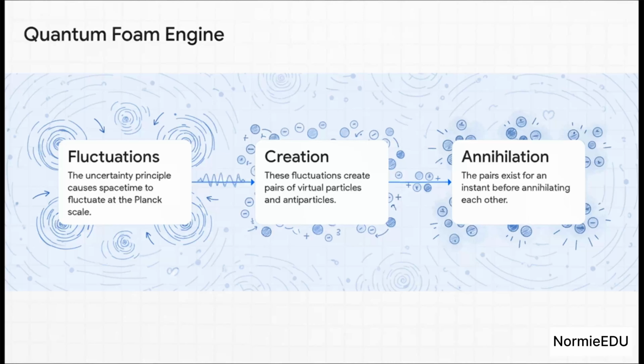And what's driving all this chaos? The famous Heisenberg uncertainty principle. When you apply it to space-time, it means that for incredibly tiny moments, huge amounts of energy can just spontaneously fluctuate into existence. This energy creates pairs of virtual particles and antiparticles which pop into being for a fraction of a second before destroying each other again, constantly churning the very fabric of reality.